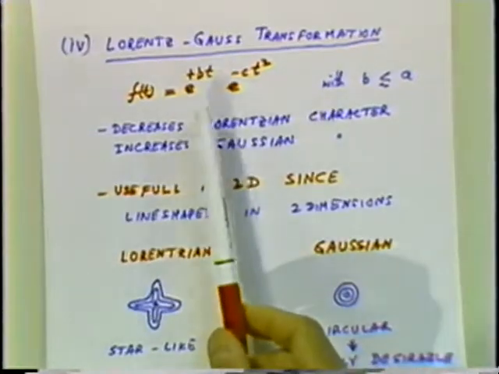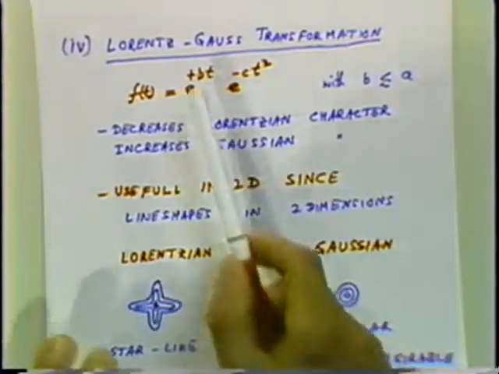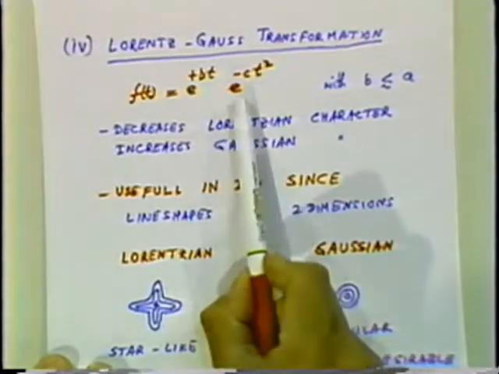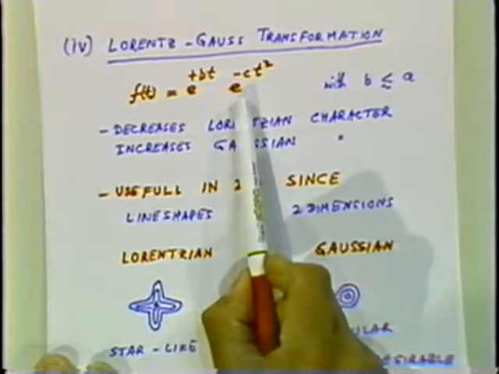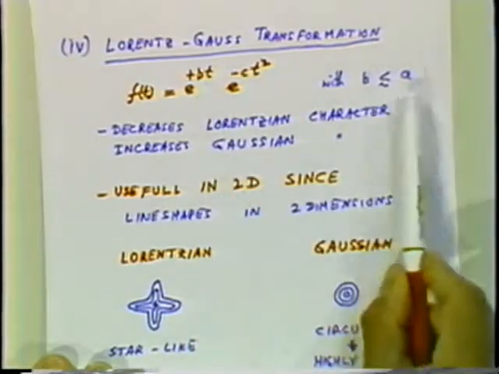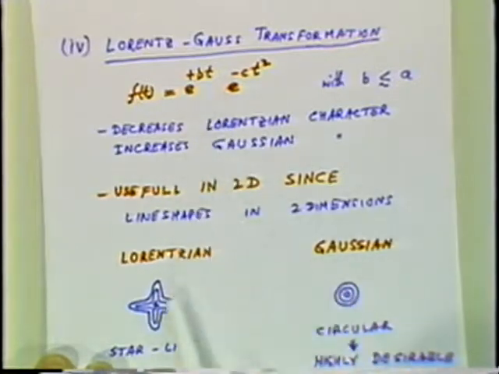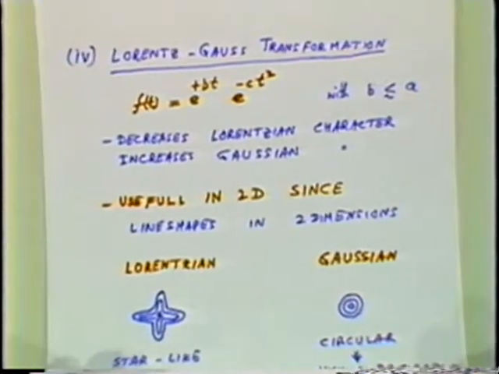That means you transform the line width from a Lorentzian line to a Gaussian line. So take away the Lorentzian character, add Gaussian character to it. That is the filter function. But of course you have to be careful that your B remains always less than A. Okay, so decrease the Lorentzian character and increase the Gaussian character.